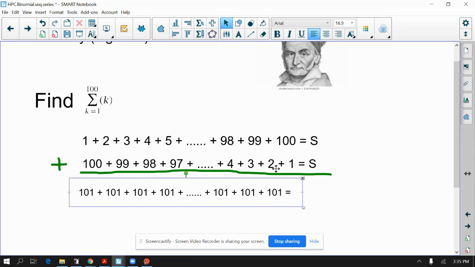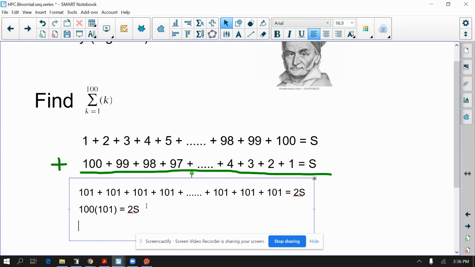Now, what does that equal? That equals S plus S, which is 2S. Well, what do we have here? We've got a bunch of 101s, but how many 101s do we have? We've got 100 101s, don't we? We added 100 numbers, so that was 100 101s. And now 100 times 101 equals twice the sum that the teacher wanted to find out.